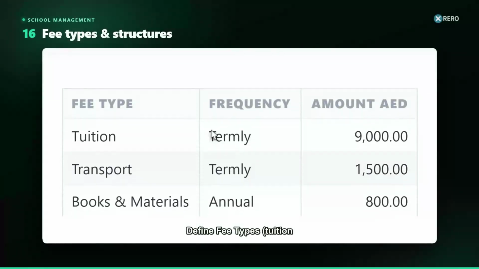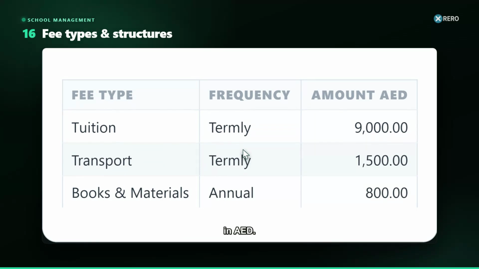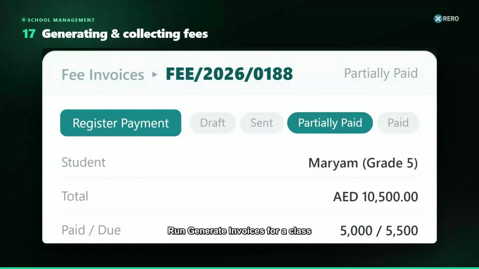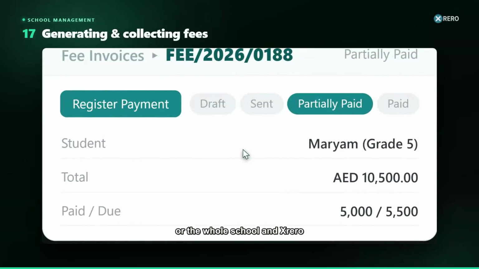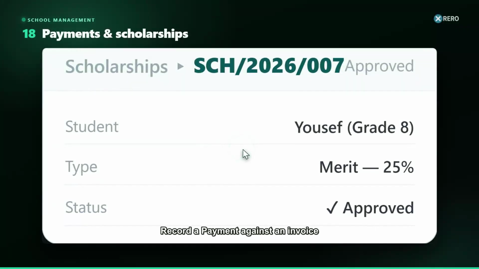Define fee types: tuition, transport, books, activities. Then build a fee structure per class: the list of fees a student in that grade owes for the year in AED. Run generate invoices for a class or the whole school, and Xrero creates each student's fee invoice from their fee structure. Record a payment against an invoice, cash, card, or bank transfer, and the balance updates instantly.